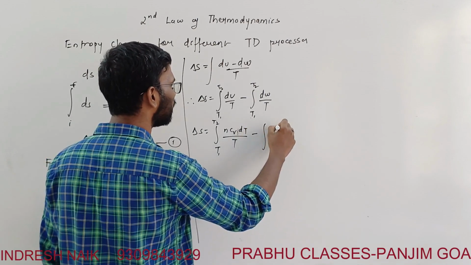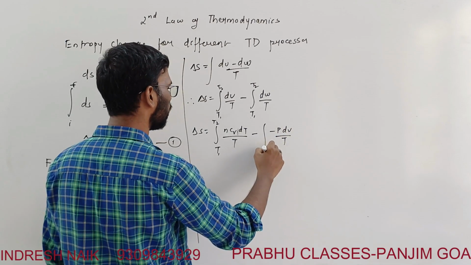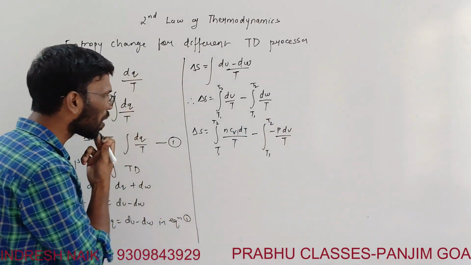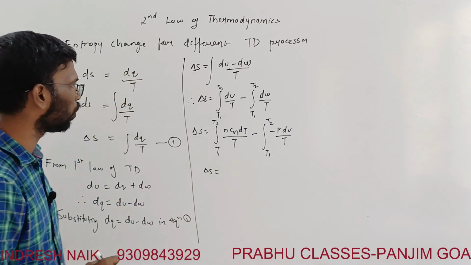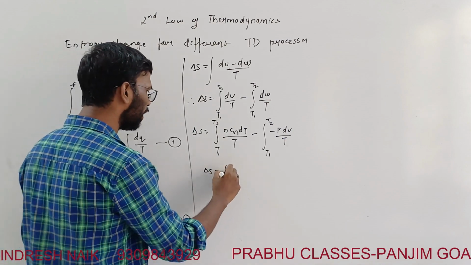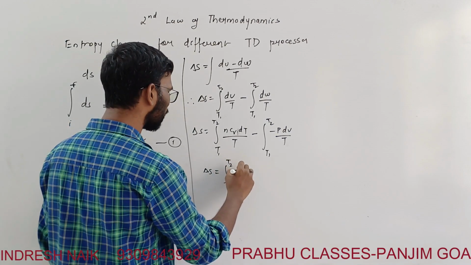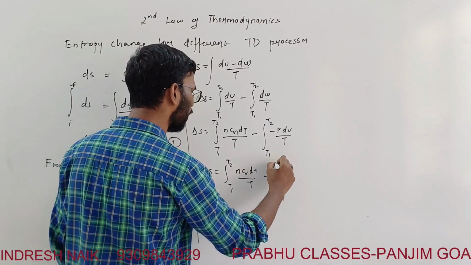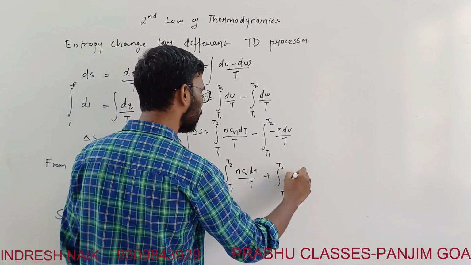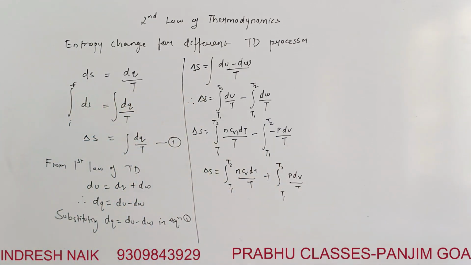dw is equal to what? Minus P dV by T, from T1 to T2. Right. So delta S will be equal to what? Delta S will be equal to these are the things: integral of T1 to T2 n Cv dT by T. This will become plus integral of T1 to T2 P dV by T. This is the equation which we are getting over here. This is the entropy change.